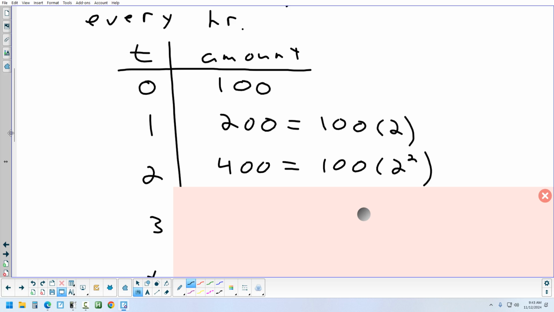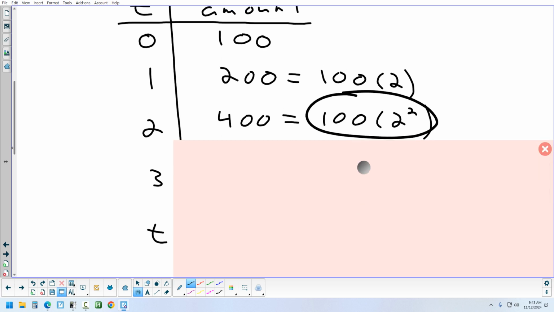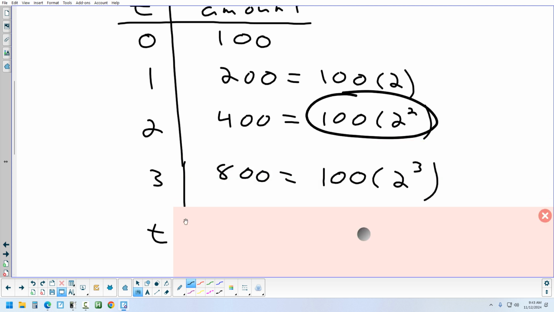But I'm more interested in you thinking of it this way. I know it's 800, but I'm more interested in that pattern because that's going to tell us the formula for T hours. 100 times 2, 100 times what? 100 times 2 to the third. So it ends up being, well, see if you can tell me.